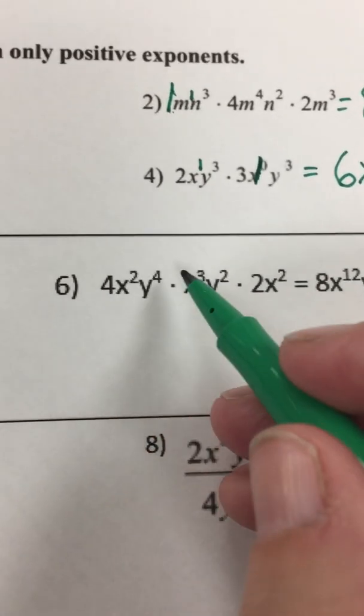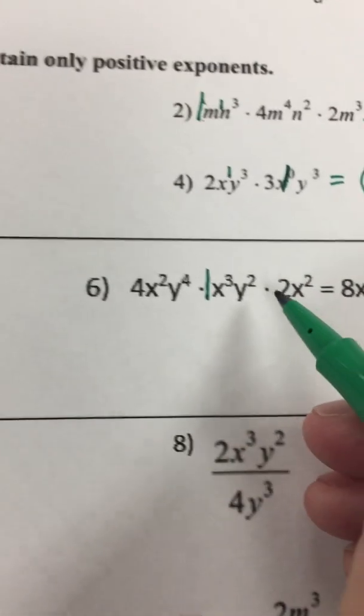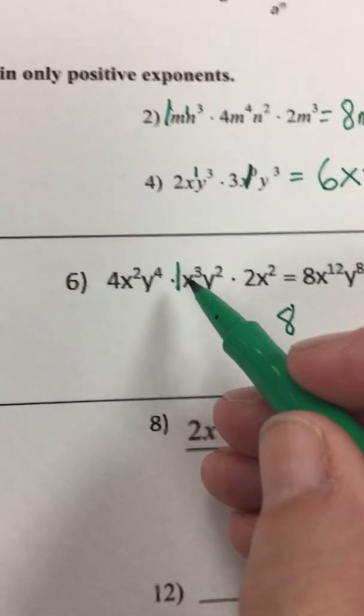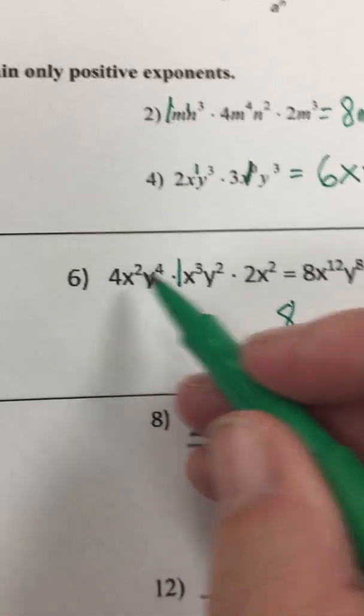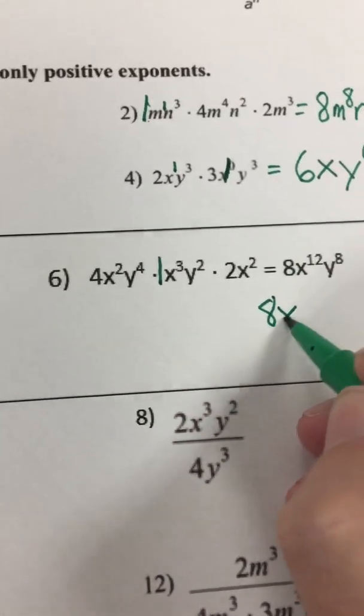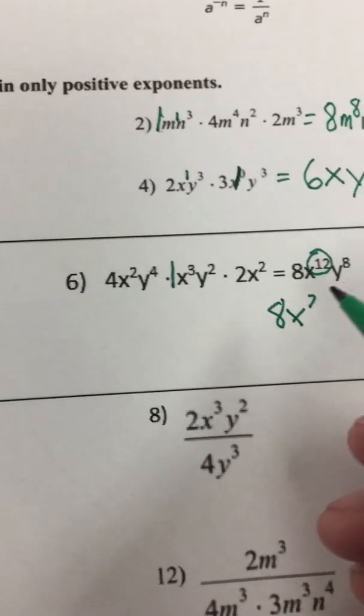I got 4, and there's a 1 in front of this one, and there's a 2 there, so 4 times 1 is 4. 4 times 2 is 8, so they were correct with 8. X squared times x to the 3rd. What do you do with the exponents? You add them. That's x to the 5th. And I got 2 more x's over here, so that's x to the 7th altogether. And they came up with the 12, so they must have multiplied something in there and did something wrong.